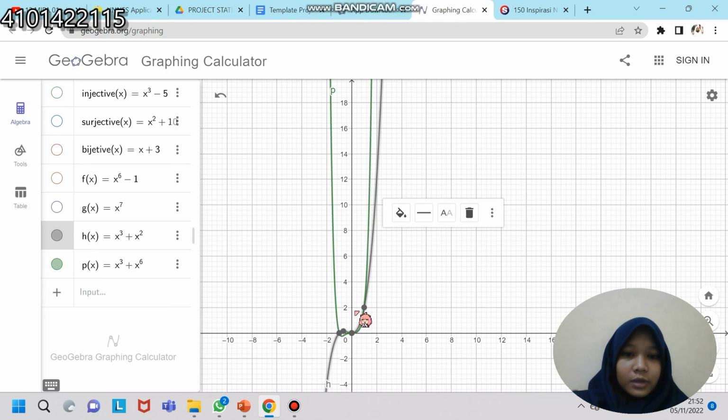And then like this is a surjective function.